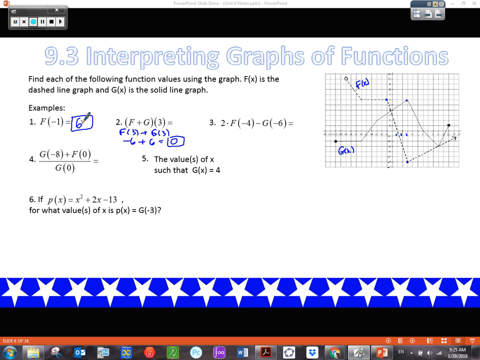On number 3, just another configuration, finding those y values. So we're going to do 2 times f of -4. f is our dotted line, so we're going to follow over f of -4 right here. So that's what, a 6 minus. Now we look at g. g is the solid one. g of -6 would be right here. What is that, a -2? So I have 12 plus 2, or 14.